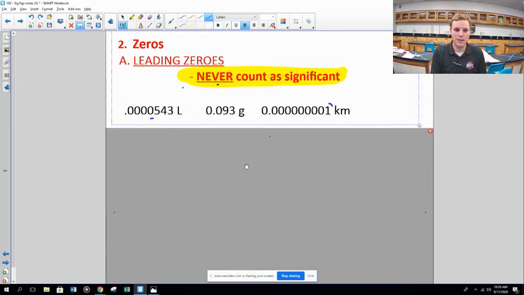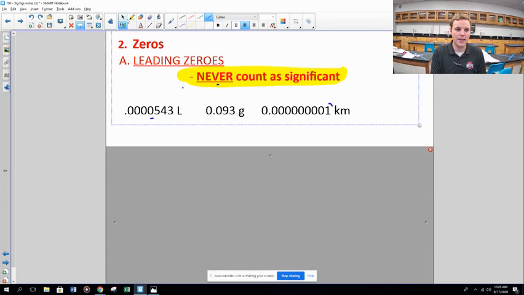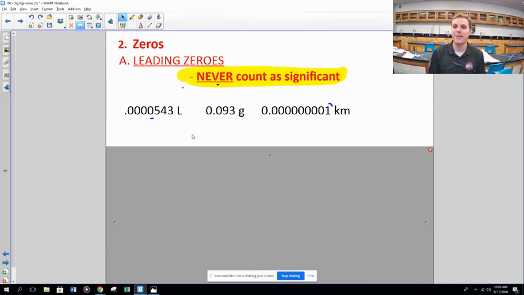So what do I mean by leading zeros? I mean any zero in a measurement that does not have a non-zero in front of it, okay? So this example right here, 0.0000543. Notice how there are no non-zeros in front of these 4 zeros, okay? So that means that these are leading zeros, and if these are leading zeros, they are not significant. So this measurement right here has 3 SigFigs, the 5, the 4, and the 3, but those leading zeros are not significant.